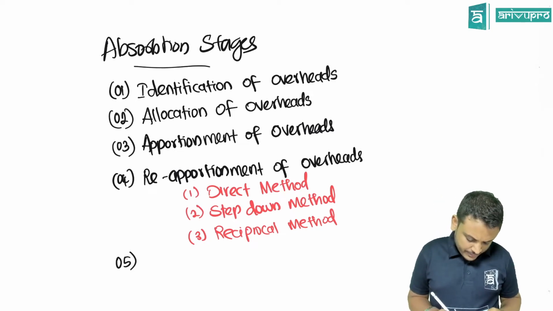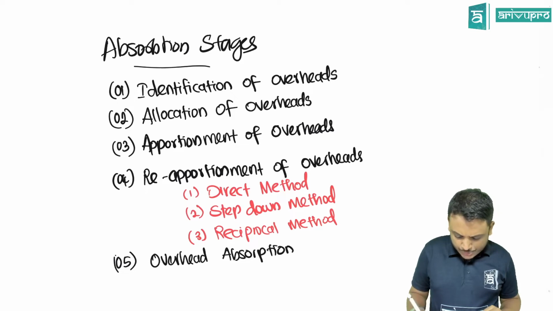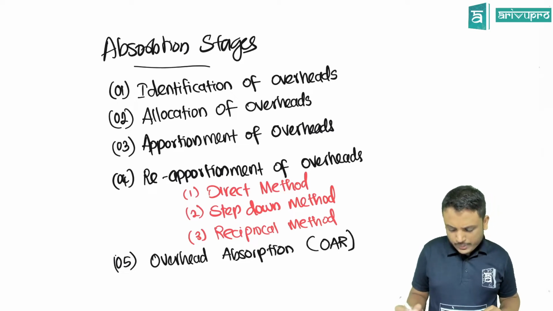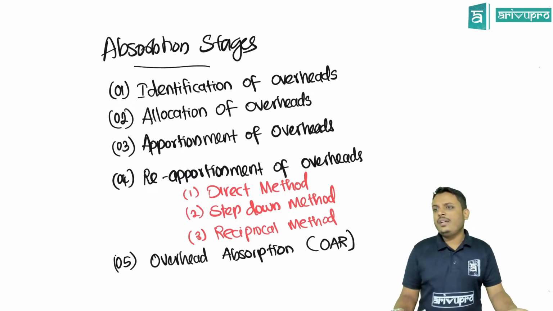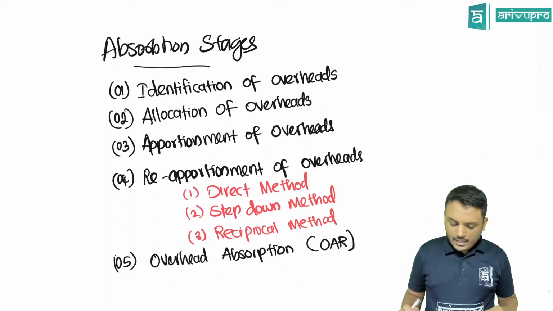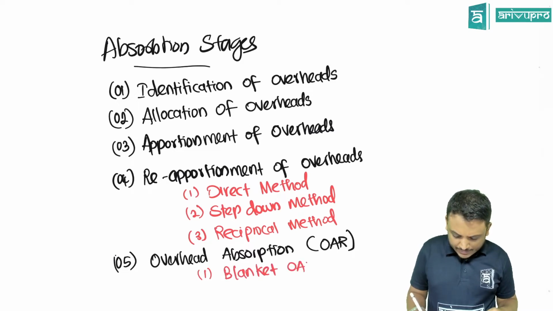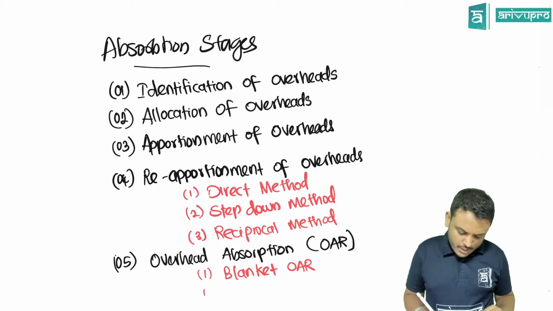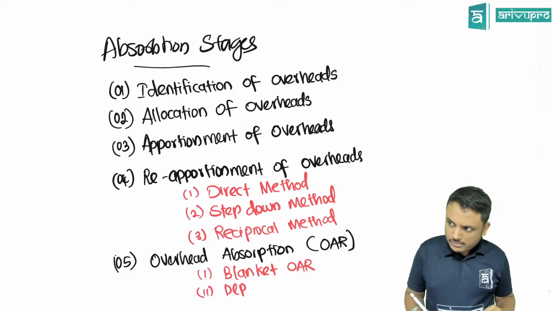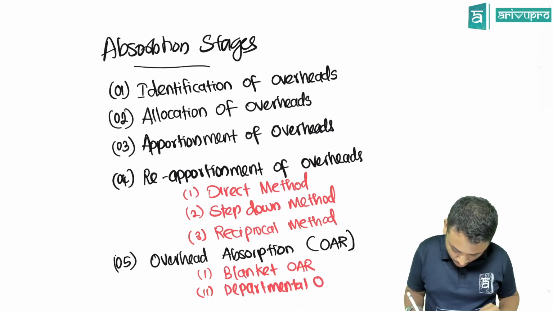Then the fifth step, overhead absorption, OAR. Finally we need to absorb the overhead. There are two types: one is blanket overhead absorption rate, I'll teach you later. Number two is departmental OAR.